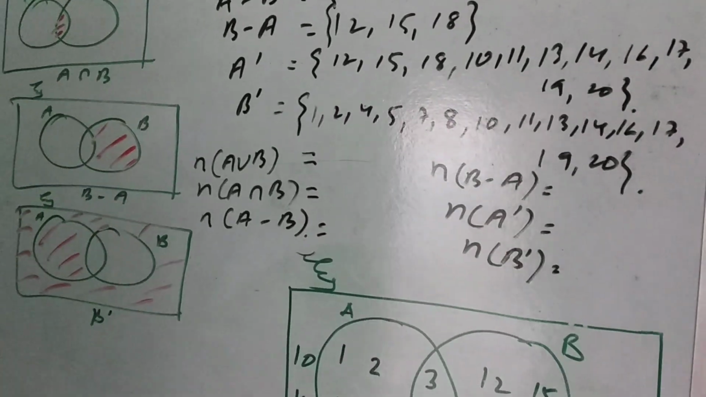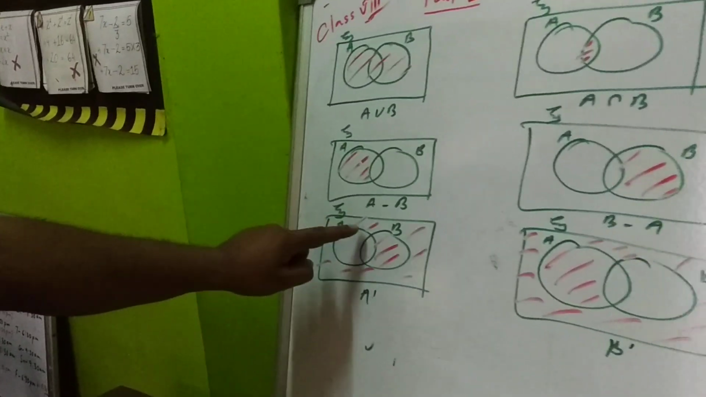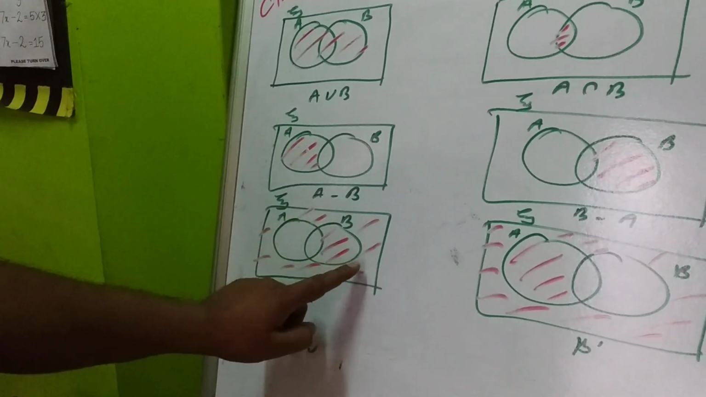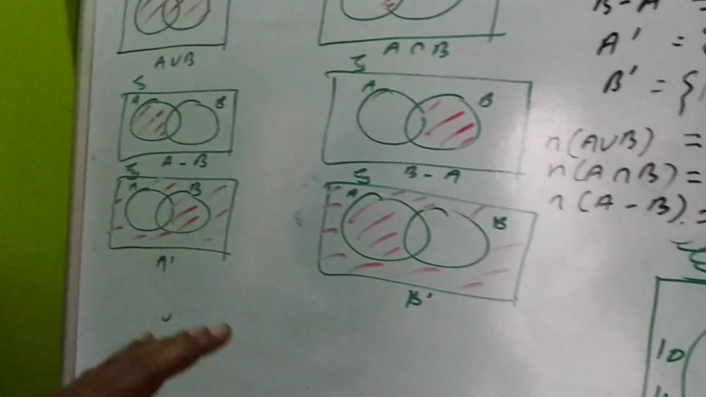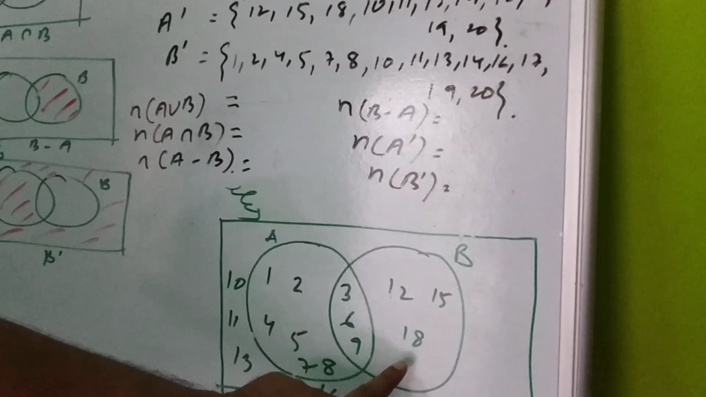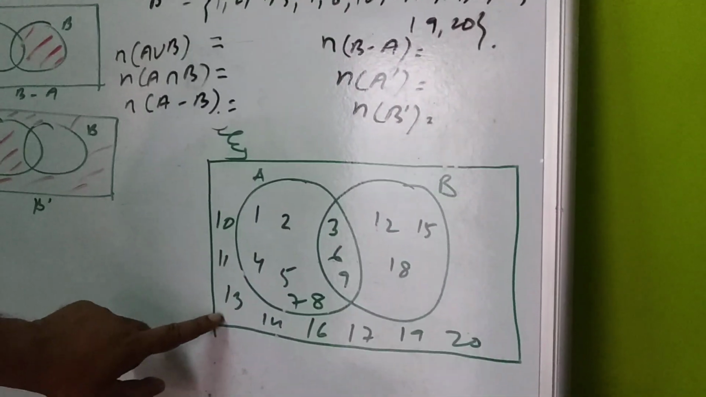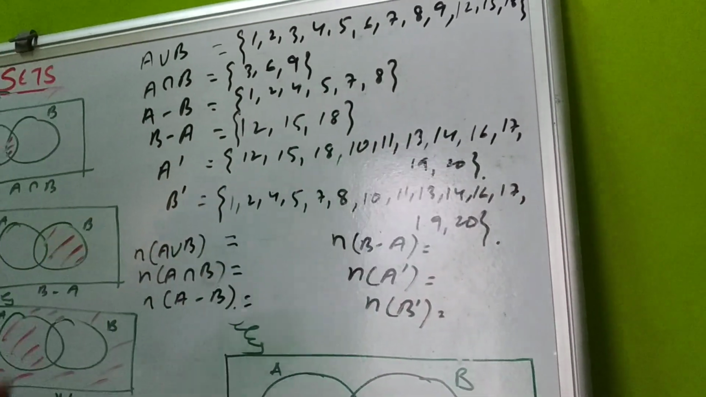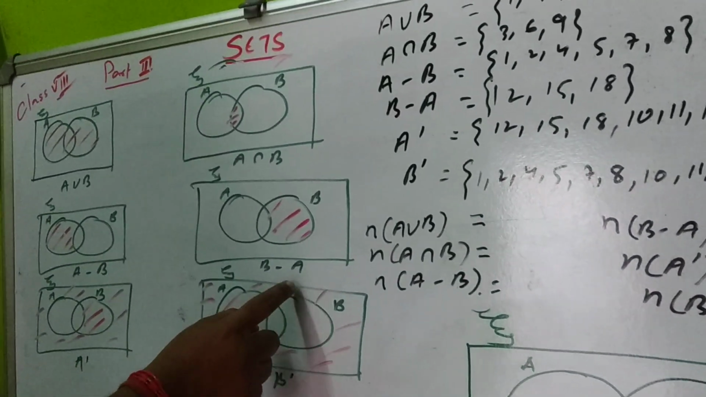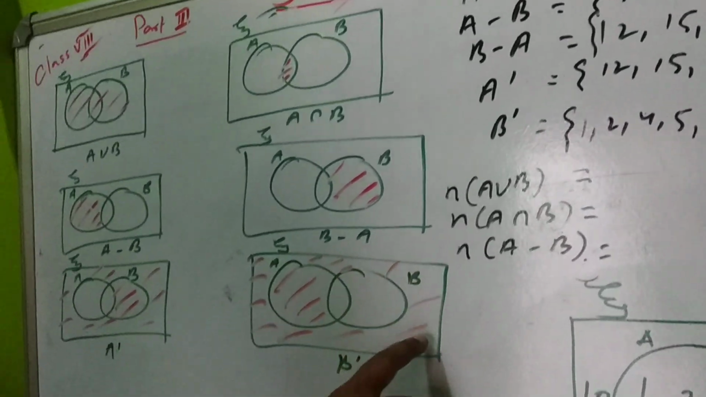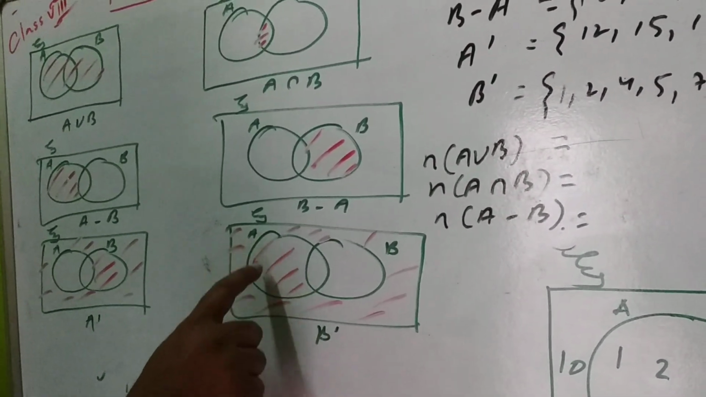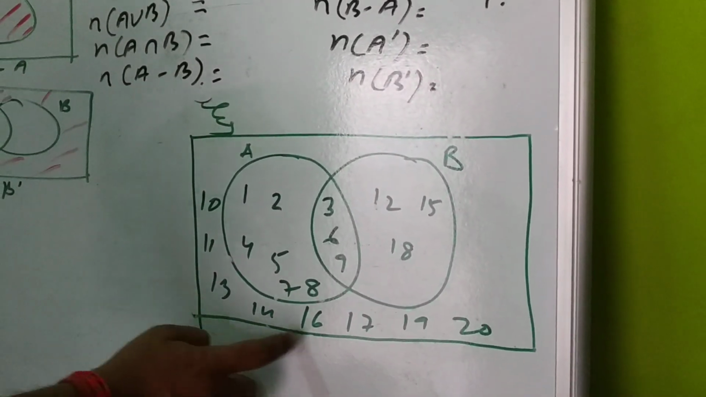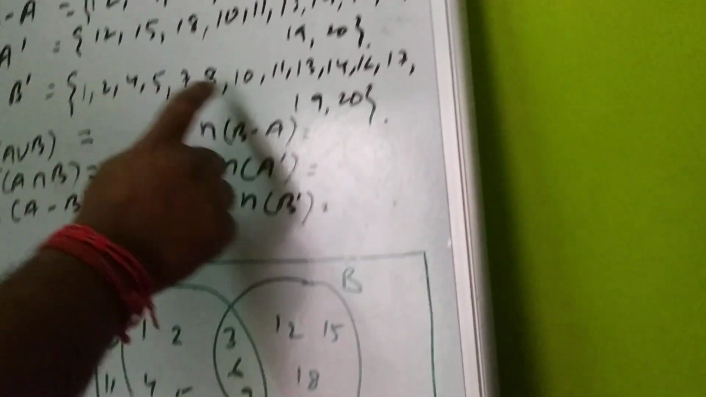When I say A's complement, it means leaving the elements of A and taking all the elements which are present outside this area. So all the remaining part is to be taken. So that is 12, 15, 18 and then 10, 11, 13, 14, 16, 17, 19, 20. That is what is written over here. Now when I say B's complement, leaving the elements of B, all the numbers written in the outside zone and this part here, 1, 2, 4, 5, 7, 8, 10, 11, 13, 14, 16, 17, 19 and 20, are the elements.